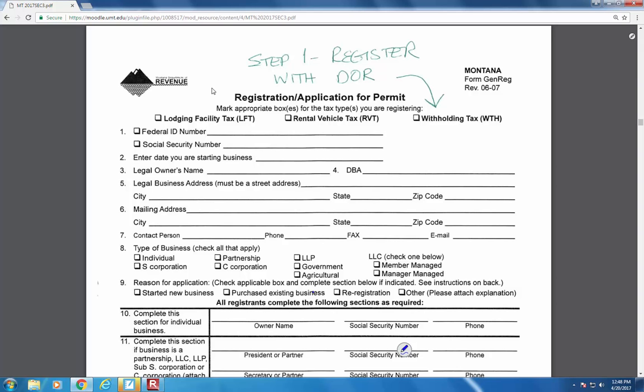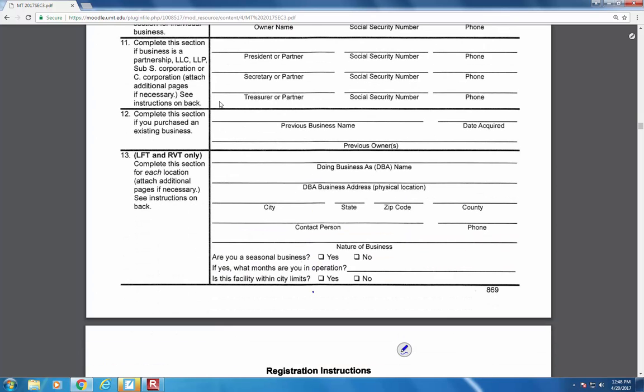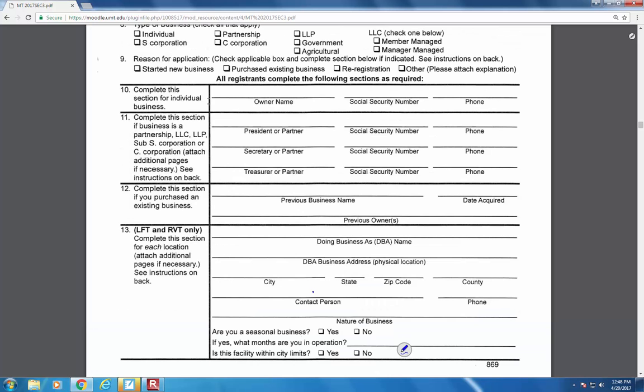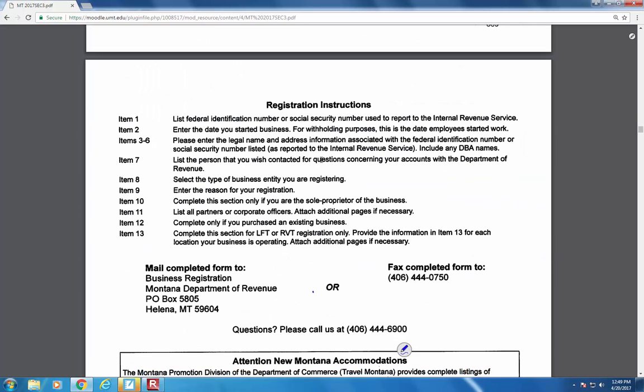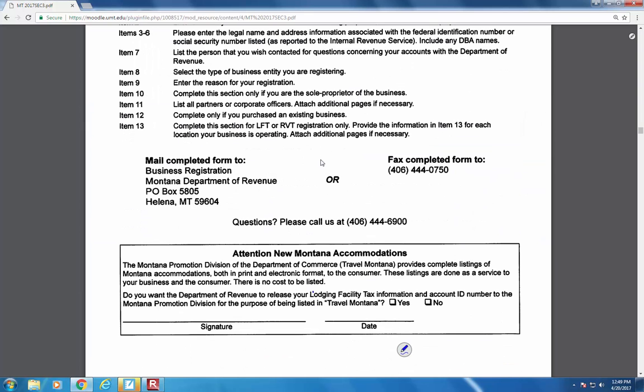So to get set up with SIT, the first thing you have to do is just fill out this form, and you can see federal ID number. Well, I didn't get that. I just applied for it, so just write applied for. Then address, type of company, am I a corp, a partnership, an LLC? Why am I doing this? Because I started a new business or I bought an existing business. And then these are the names of the partners or the principals. And then here's all the instructions, and this is where you send it or you fax it.